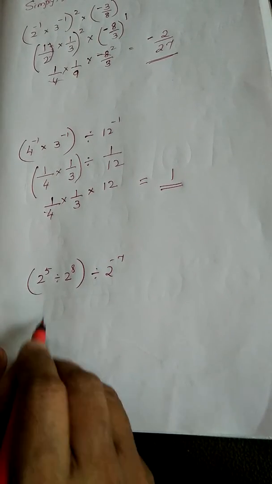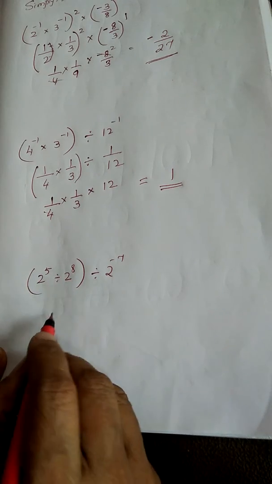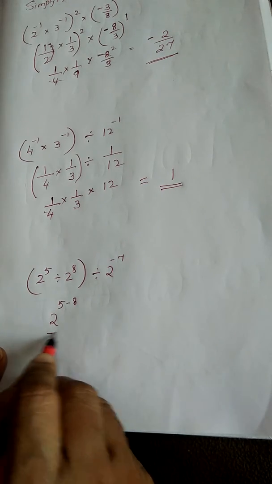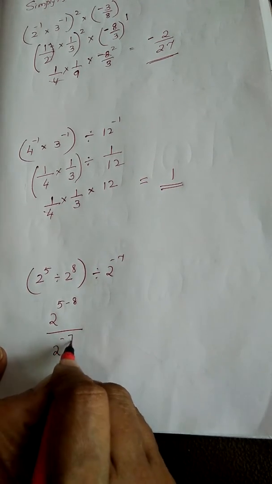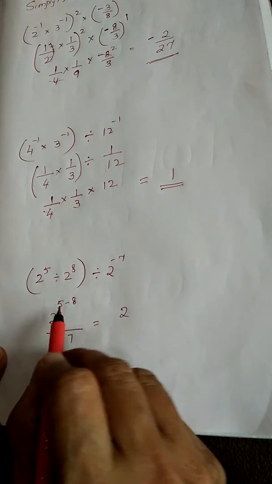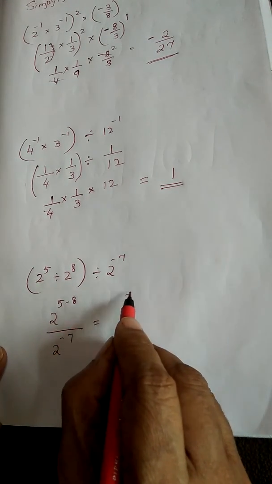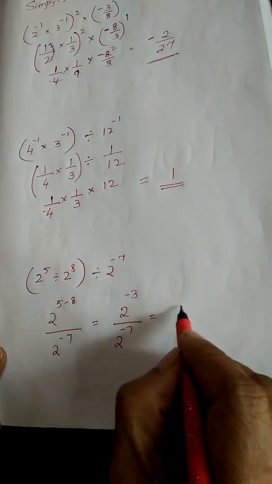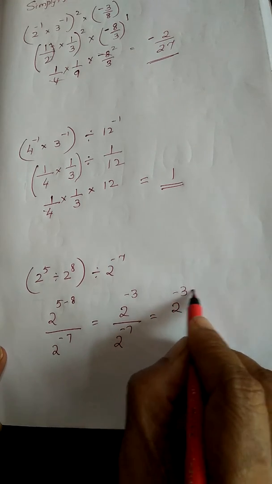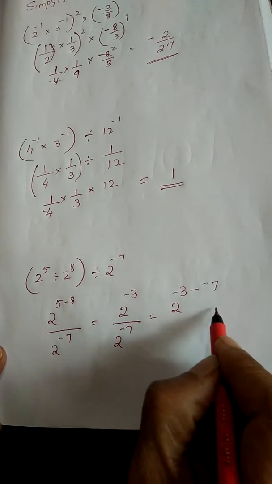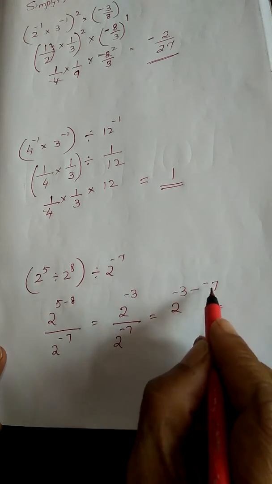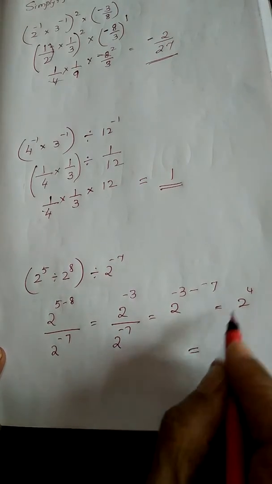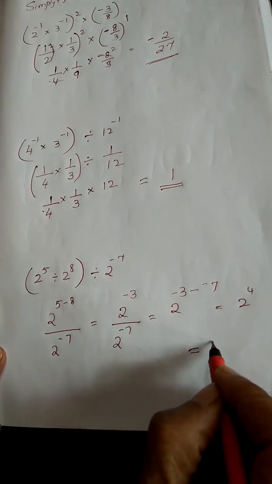Here, a to the power of m divided by a to the power of n. So we can write it as a to the power of m minus n. So 2 to the power of 5 minus 8 is minus 3, by 2 to the power of minus 7. So this is again 2 to the power of minus 3 minus minus 7, which will become plus. So 7 minus 3, 4, 2 to the power of 4. So this is equal to 2 to the power of 4, which is 4 into 4, 16.